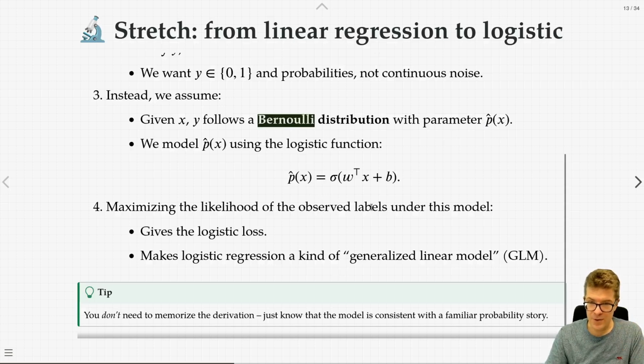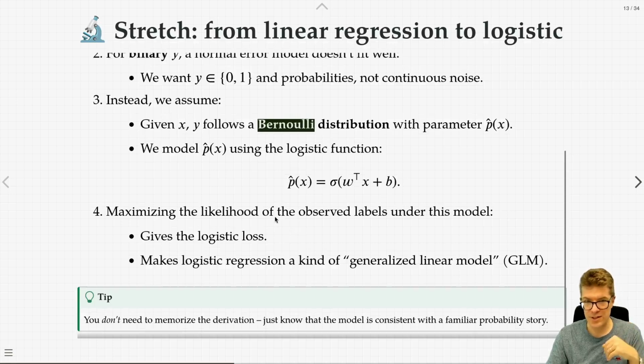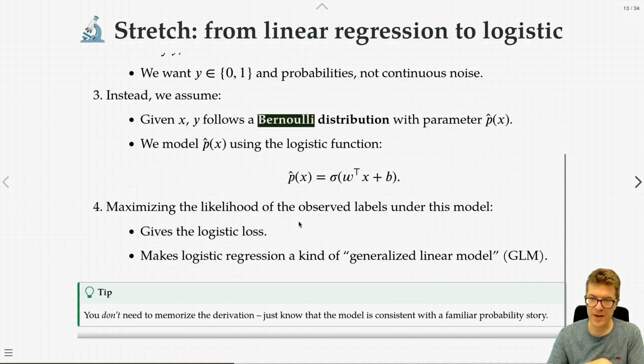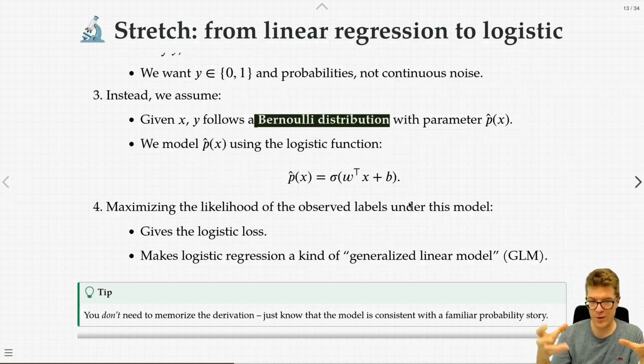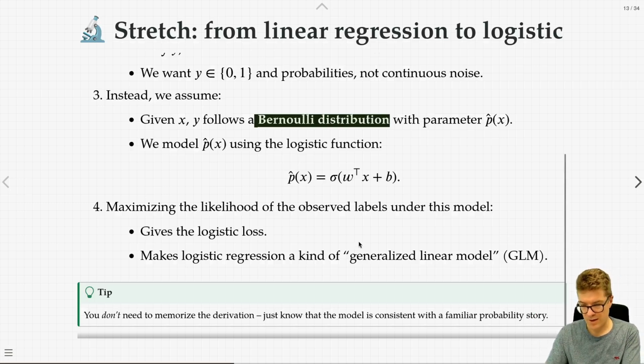Maximizing the likelihood of the observed labels will give us our logistic loss, which we defined previously, and this will make logistic regression basically a kind of generalized linear model. Actually, I'm not really saying anything new here. The only thing I'm telling you is that framing this linear regression through the sigmoid function and turning everything into a probability distribution basically turns things from making predictions on a scale using Gaussian noise to making predictions in a Bernoulli scenario, where you're essentially flipping a weighted coin and making predictions on a binary classification task.